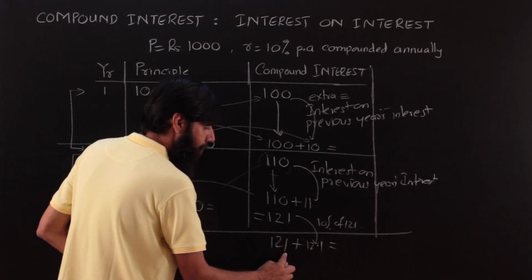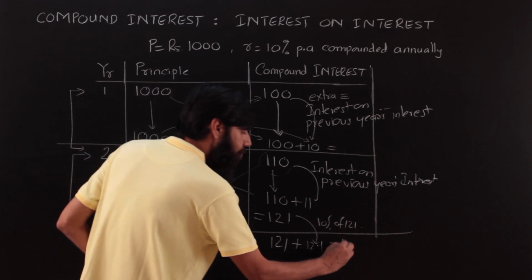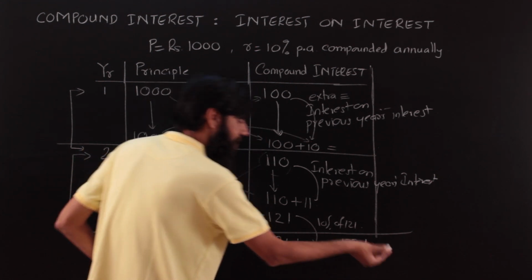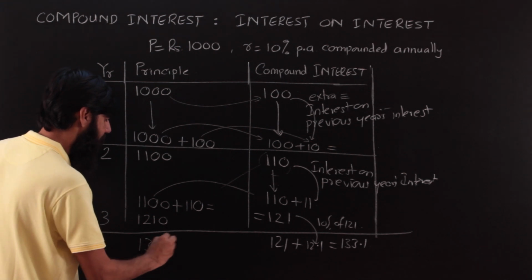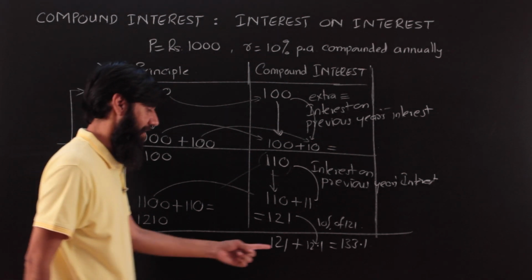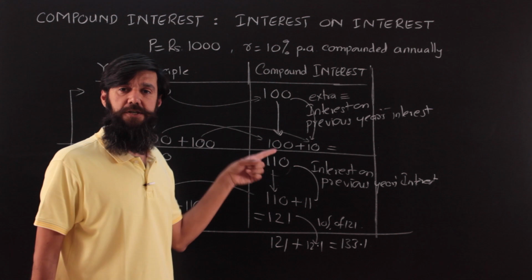If we add it up, 21 and 12 will become 33, 133.1, which we know is 10% of 1331, right? So hope you got the interest on interest one now.